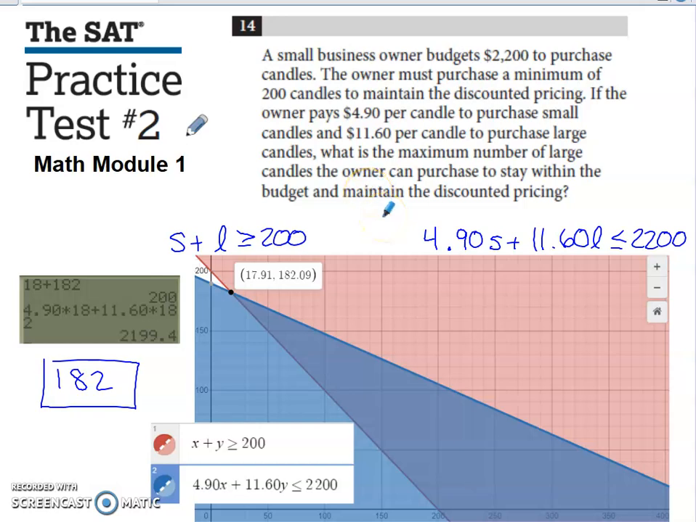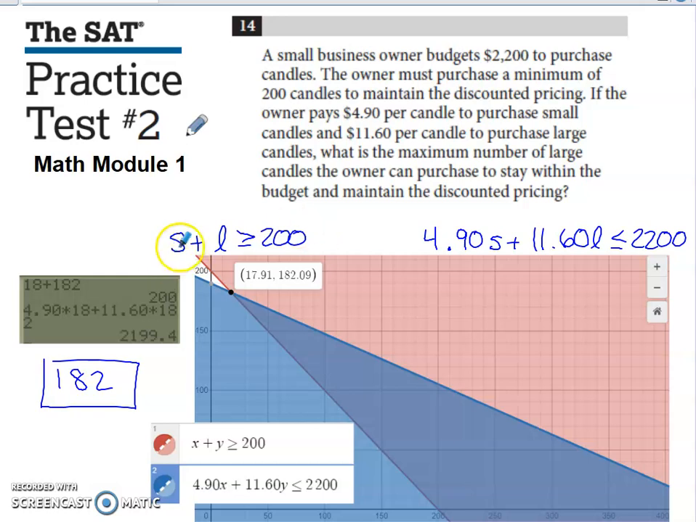If you've worked through an Algebra 1 class before, you've likely encountered this sort of problem. It's not really a quick type of problem to solve. You have two different inequalities that come about here. You need the total amount of candles purchased to be greater than or equal to 200, right? You lose the discounted pricing if you fall below that 200 candle purchase.